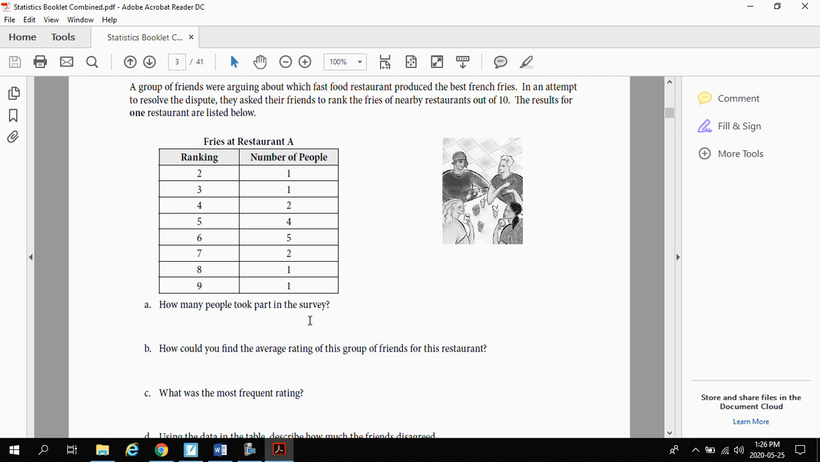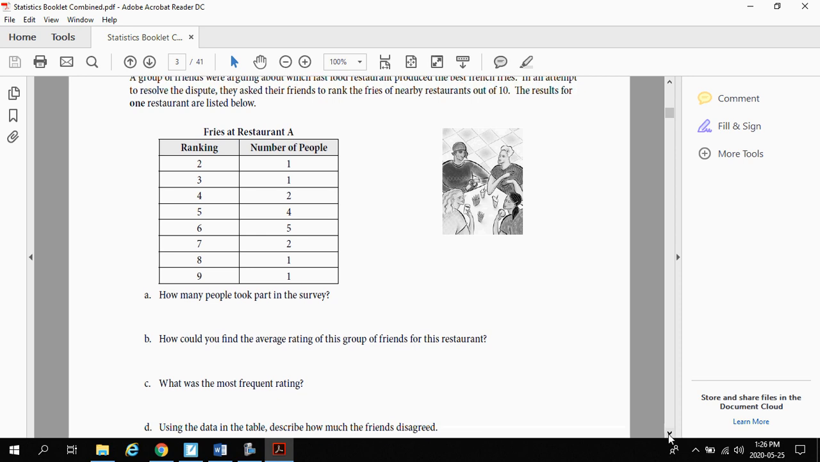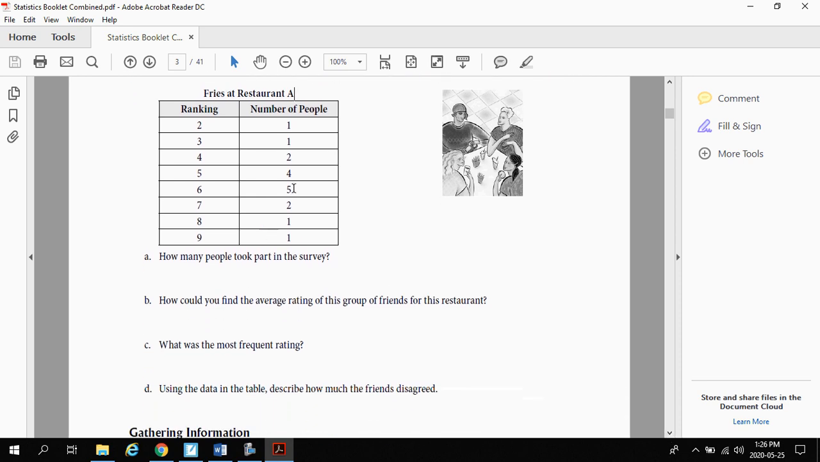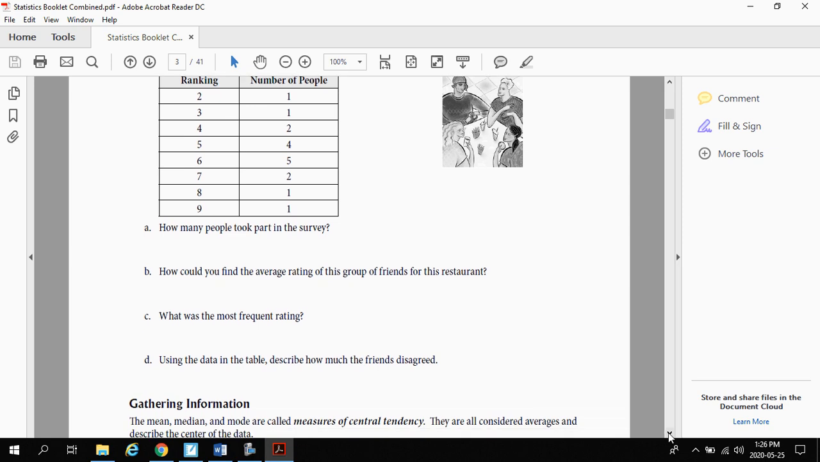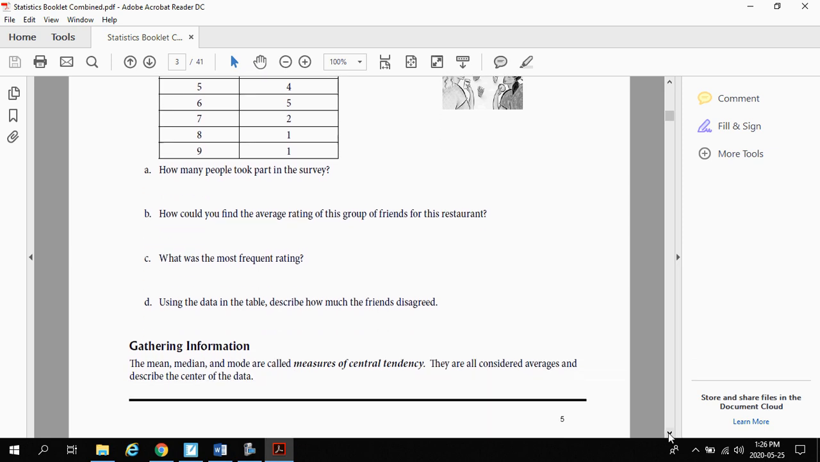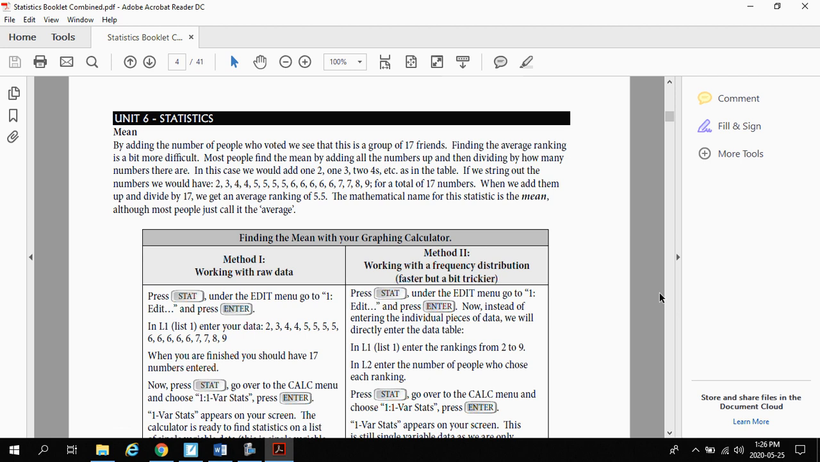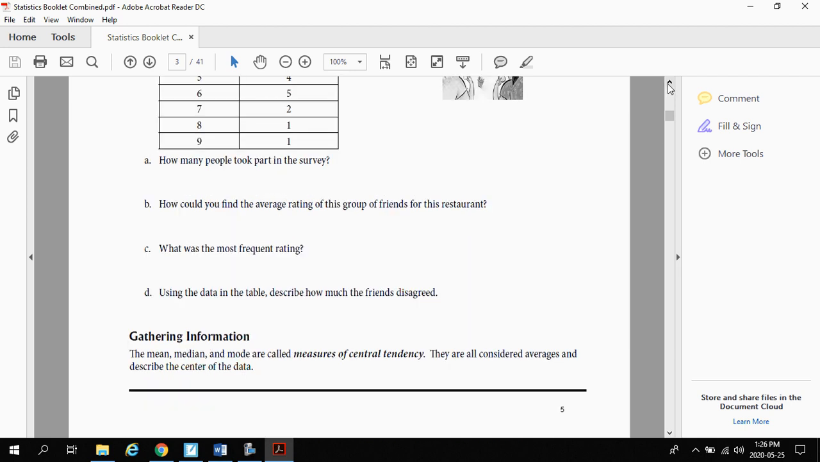Question C is saying, what is the most frequent rating? So 5 people gave it a ranking of 6. So 6 was the most frequent rating. Question D, don't worry about. That's kind of talking about the range a little bit, but not necessarily. So gathering information, it says the mean, median, and mode are called measures of central tendency. They are all considered averages and describe the center of data.